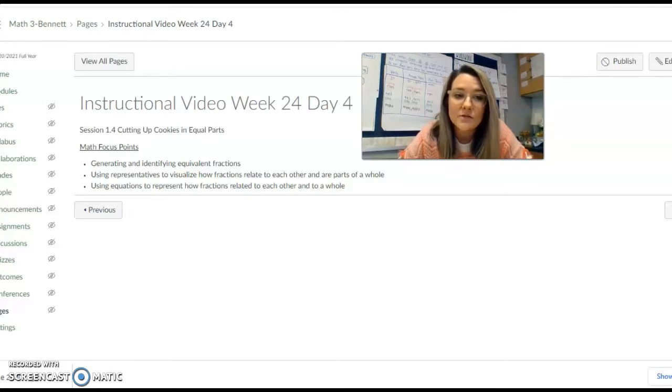We're going to continue to use representations to visualize how fractions relate to each other and are parts of a whole. So today we're going to go beyond rectangles and we're going to use a different shape for our whole. And then today we're also going to be using equations to represent how fractions are related to each other and to the whole. Okay?